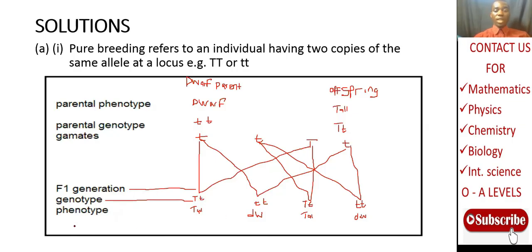You can even write the genotype ratio if you want. Let me just write the genotype ratio here, GR, which will be equivalent to 2 capital letter T and small t, then 2 T. That's what we have here. Then for the phenotype ratio, it will mean 2 tall to 2 dwarf. That's what it's going to mean. So that is how you answer such a particular question.